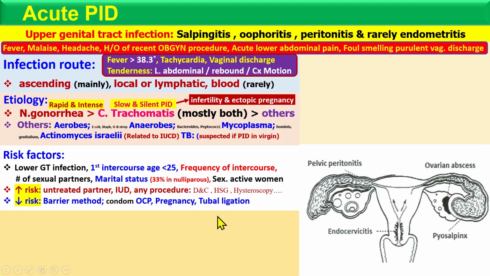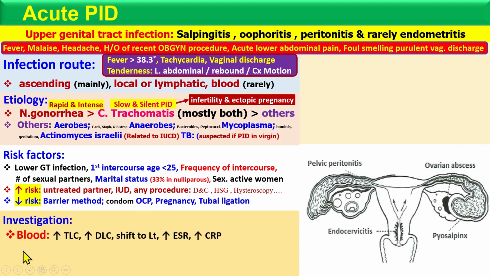Okay, and what investigations do you usually do for acute PID? Although it is complex, you normally see the blood.